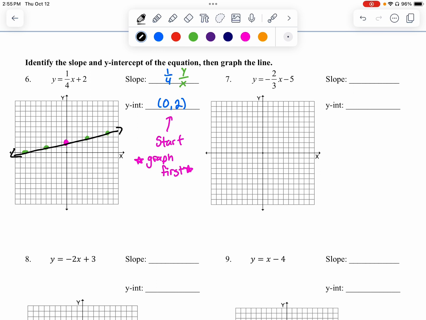All right, let's try another one. So here we've got the slope is -2/3. And my y-intercept is 0, comma, -5. So make sure you're keeping that minus sign with the 5. So we are going to start at -5 on the y-axis. 1, 2, 3, 4, 5. And then for my slope this time, we've got -2 is my y, and then +3 is the x. So we're going to go down 2 and then +3. So I'm going down 2, +3. Down 2, +3. Or I could go up 2 to the left 3 to continue that pattern.